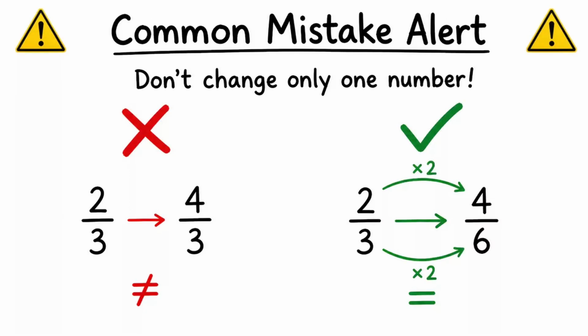Here's a common mistake to watch out for. A student might multiply the numerator by 2, but forget to multiply the denominator. That changes 2/3 into 4/3, which is a completely different value. To create an equivalent fraction, whatever you do to the numerator, you must also do to the denominator.